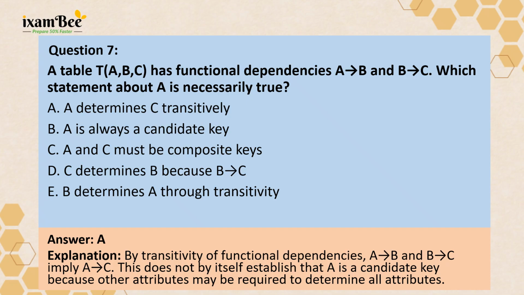Now be careful with the tempting distractor, which is option B. Just because A determines everything in the table doesn't automatically make A a candidate key. That would require also confirming minimality, and the question doesn't give us enough to assert that. So the one statement that is necessarily true, purely from the transitivity rule, is A determines C. So the answer here is option A.